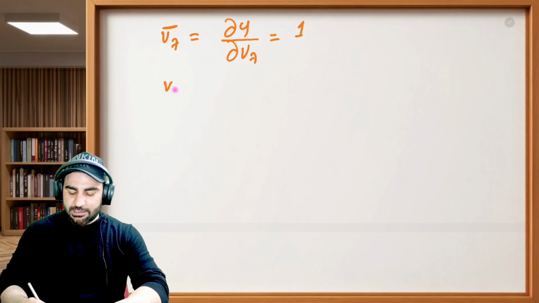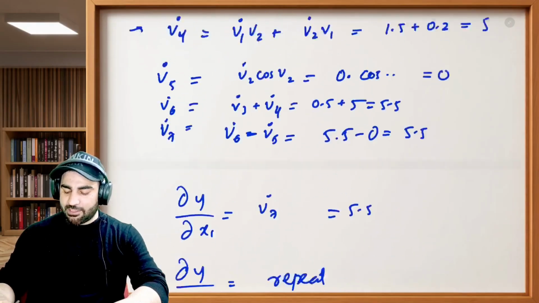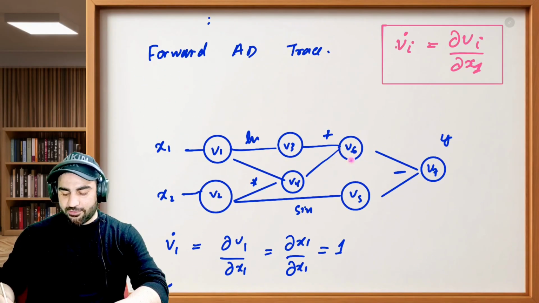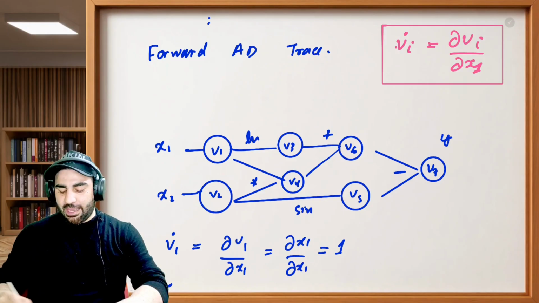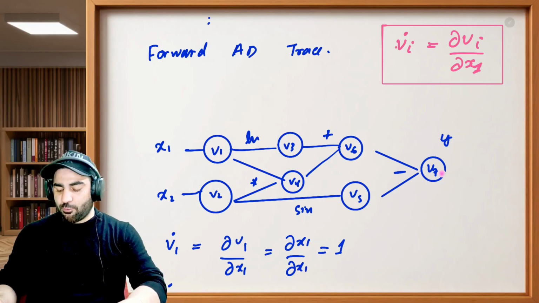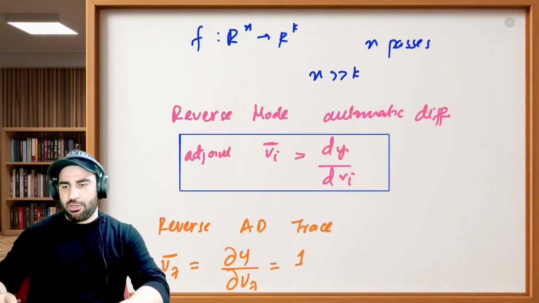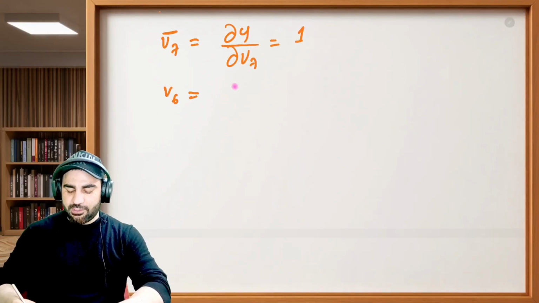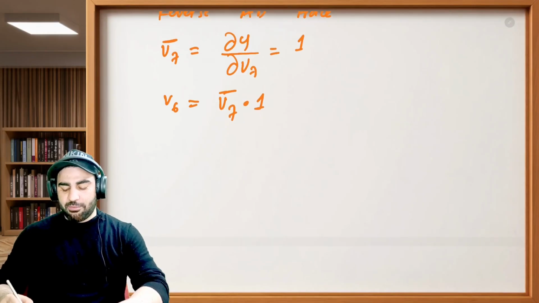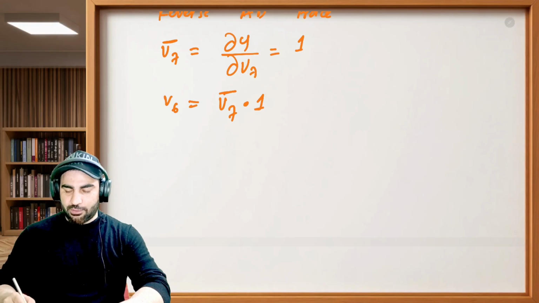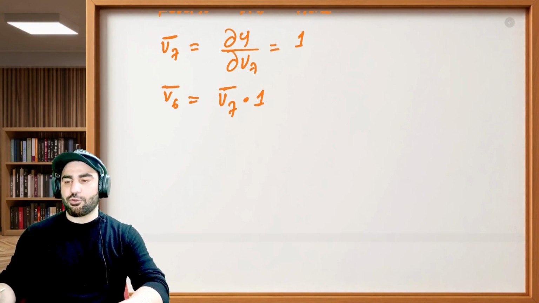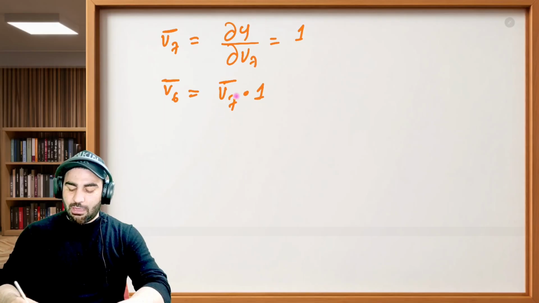Now going to v6. If you see how we arrived at v6, this over here is v6. Initially we're computing v6 by x1, and then seeing how we came here. So we'll go in the backward way now and use the chain rule again. So v6 bar is equal to v7 bar multiplied by 1. I should not mess up the values.